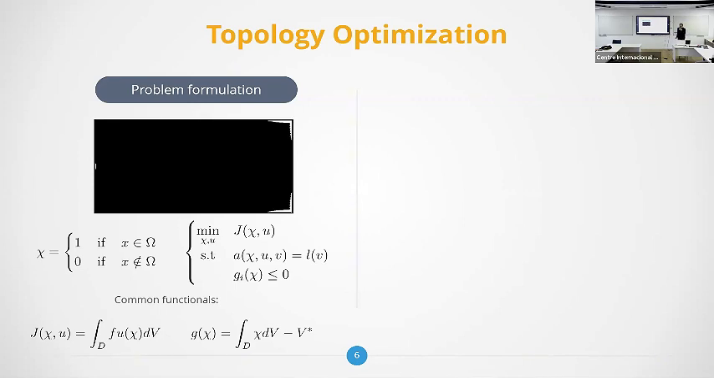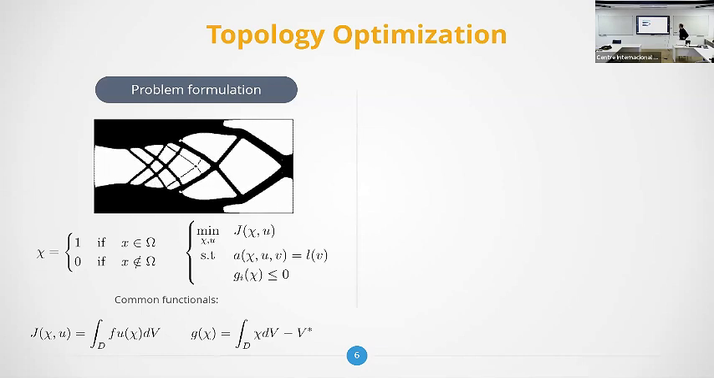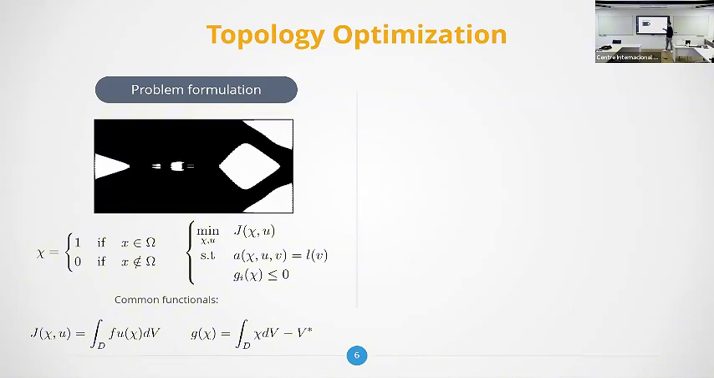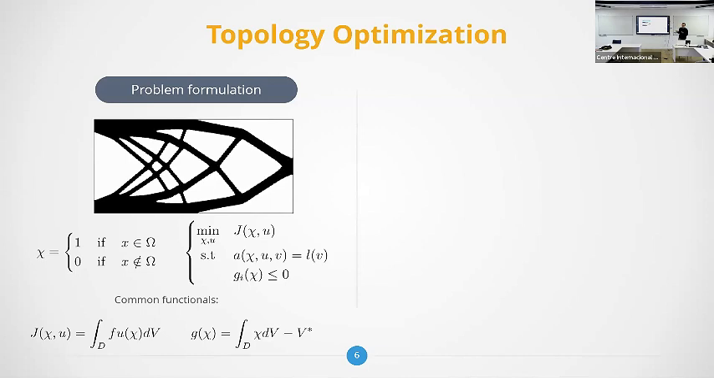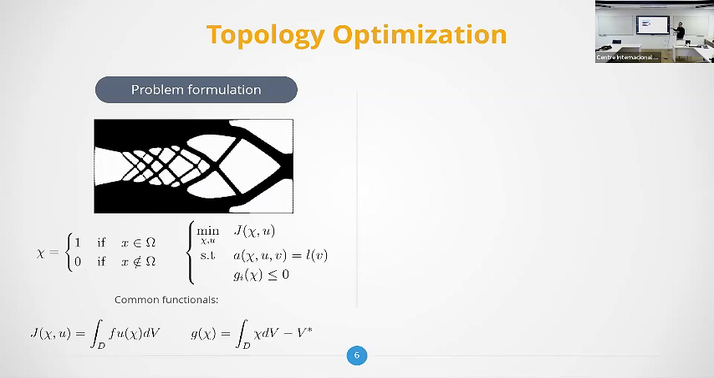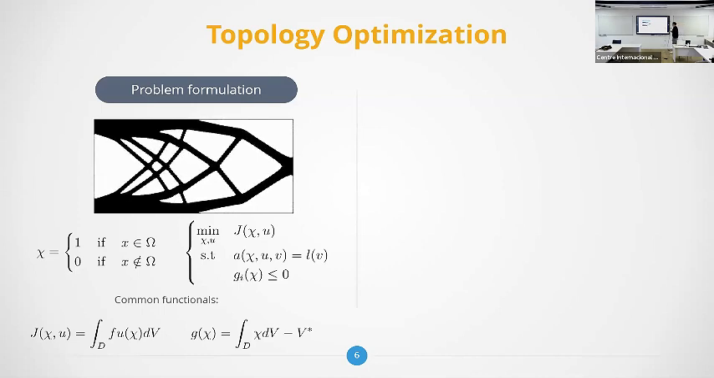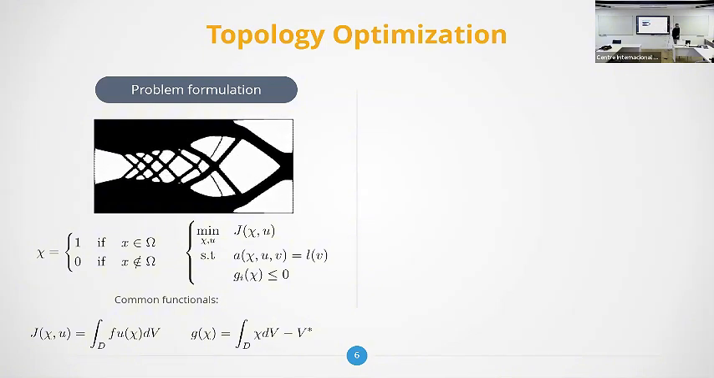For instance, one common functional is the compliance, which is defined here. It is the product of the external forces times the displacements obtained by these forces. It is a measure of the flexibility of the domain, and therefore by minimizing this compliance, we are maximizing the stiffness of the design. And a common constraint is the volume, so to what extent we are reducing the mass of this domain, while at each step maximizing the stiffness. And of course, we also have PDE constraints, for instance, the elastic problem.